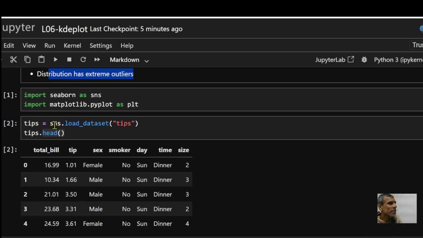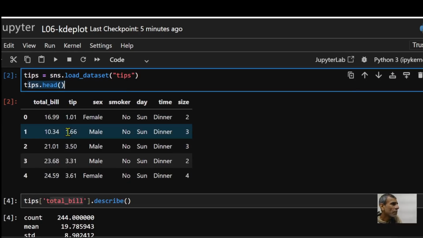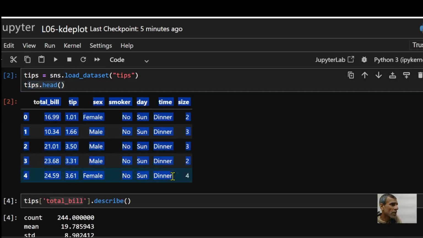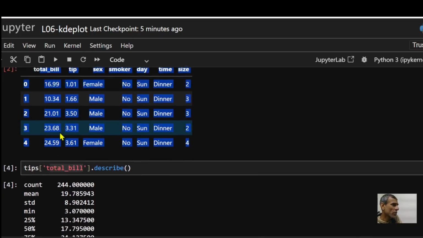So in this particular instance, I'll be focusing on my tips dataset. I'm printing a few records of my tips dataset, and so these are my few records right here. So let's look at total_bill. This is the column that I'll be focusing on.